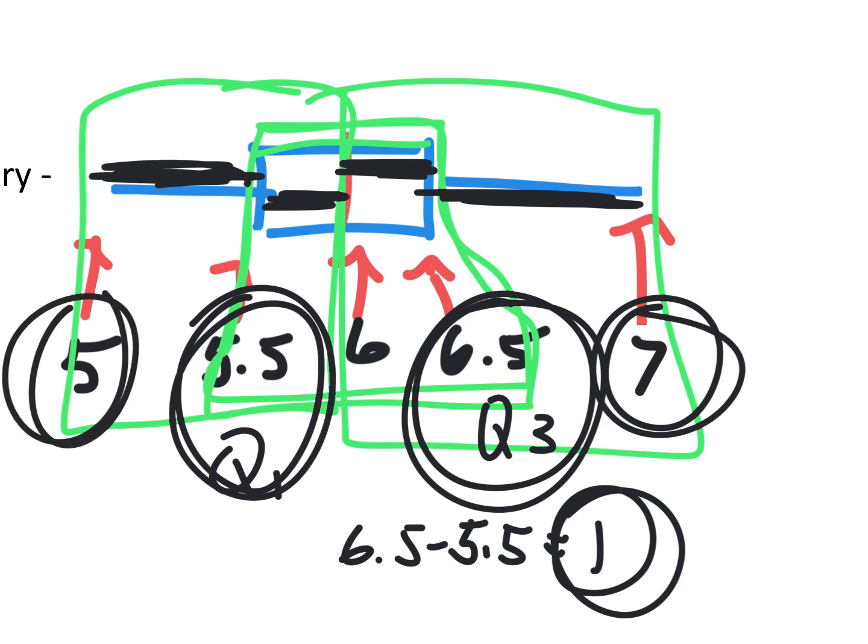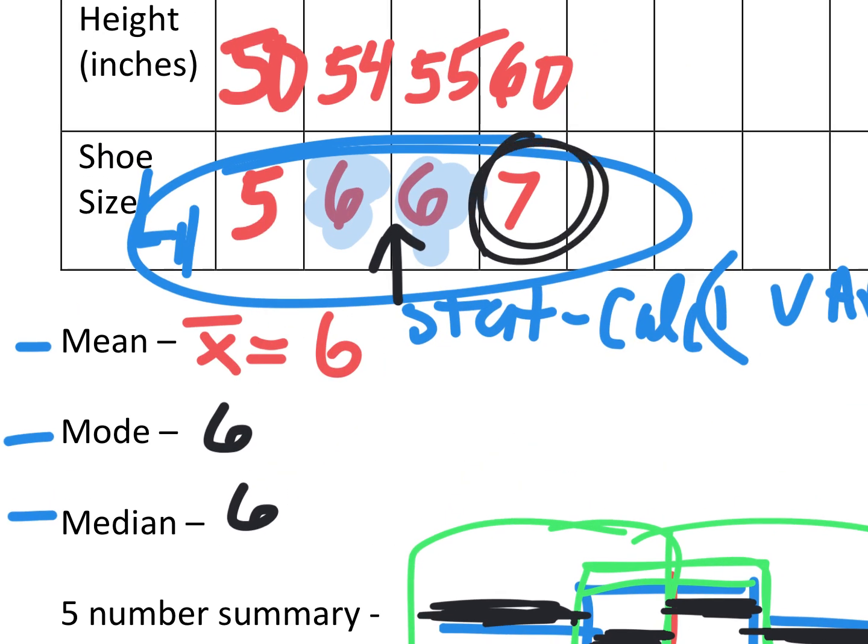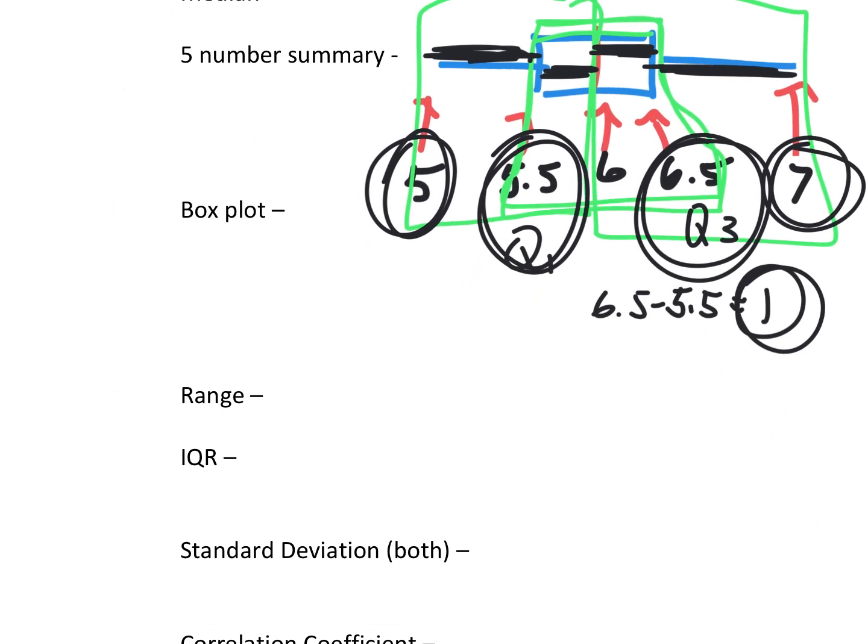7 minus 5, which is 2. Again, the range is not on your list. You have to do that one out of your head. You got to know how to do range by just taking your biggest number minus your smallest number. So 7 minus 5, the range of that one is 2. Okay, good. Now how about the box plot?